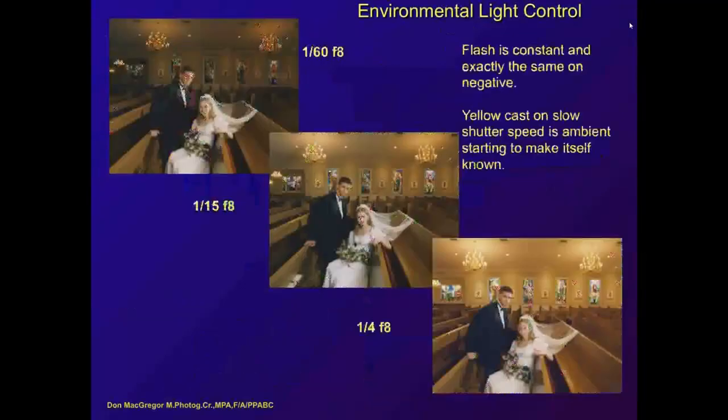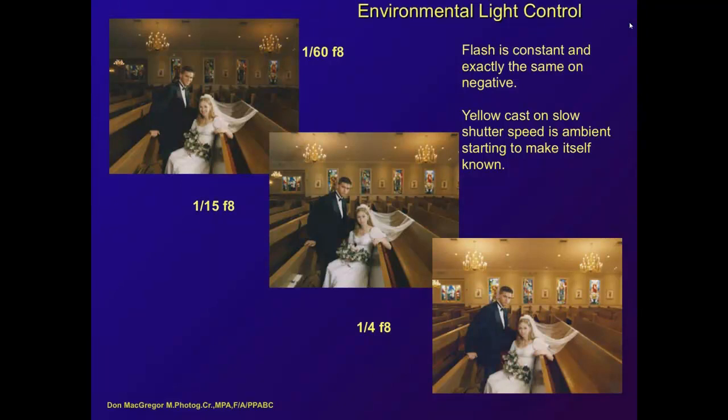A couple of quick examples here of utilizing flash indoors. This is where we drag the shutter. The photograph on the left, all three photographs are illuminated by flash the same way. The aperture remained the same because the flash and aperture are married. They're joined at the hip. They cannot be separated. And the shutter speed is used to control the background.